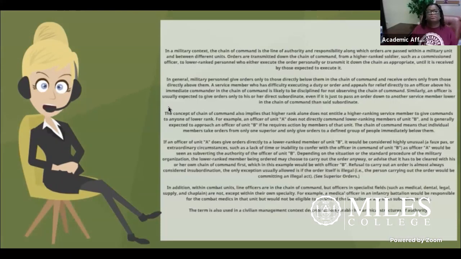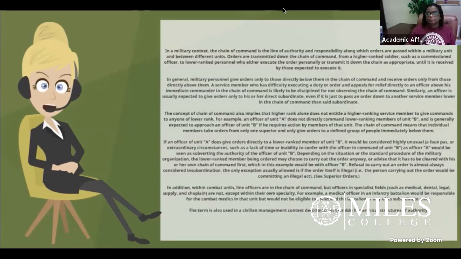In a military context, the chain of command is a line of authority and responsibility along which orders are passed within a military unit and between different units. Orders are transmitted down the chain of command, from a higher-ranked soldier, such as a commissioned officer, to lower-ranked personnel who either execute the order personally or transmit it down the chain as appropriate, until it is received by those expected to execute it.